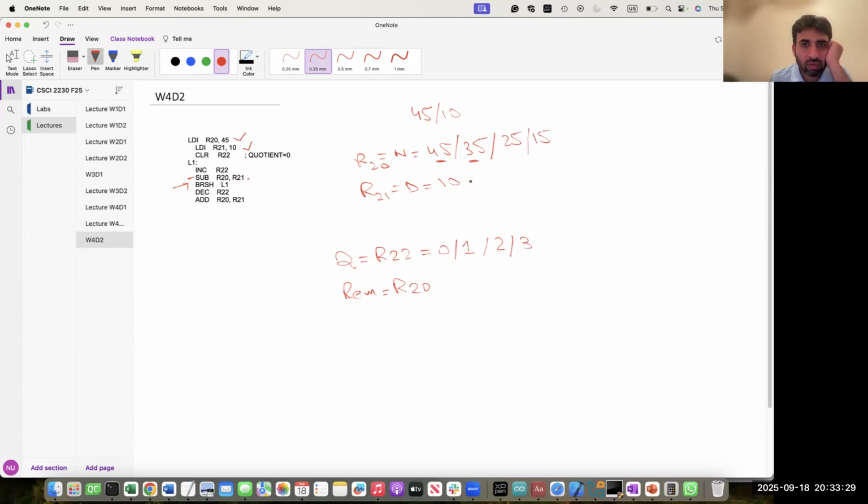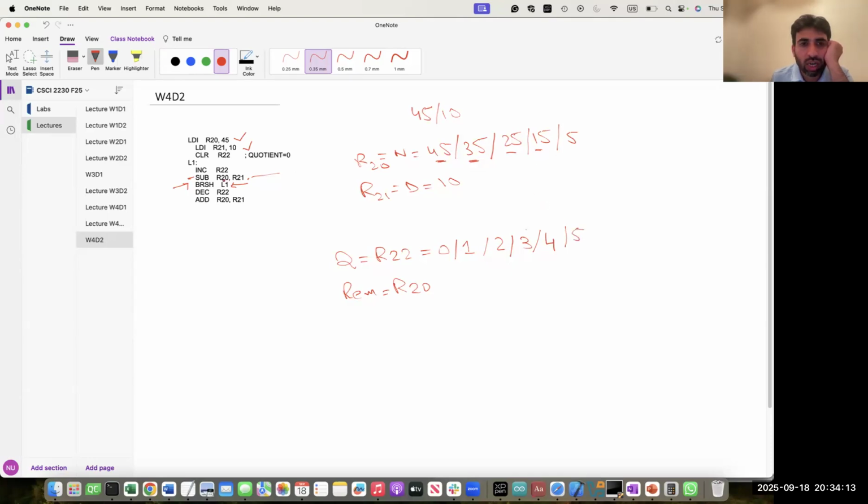Then at this branch point, again we compare: is 25 same or higher than 10? Yes, it is higher. So go back to the loop and increment R22, so it becomes 4. After that, subtract again: subtract 10 from 15, so it becomes 5, right? And now again we are saying branch if same or higher: is 15 same or higher than 10? Yes. So we go back to the loop and increment R22, so it becomes 5.